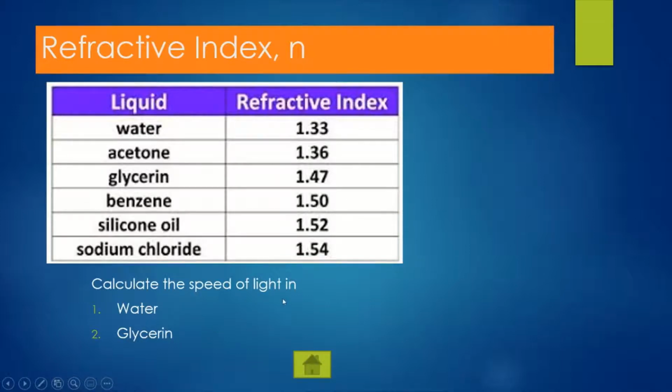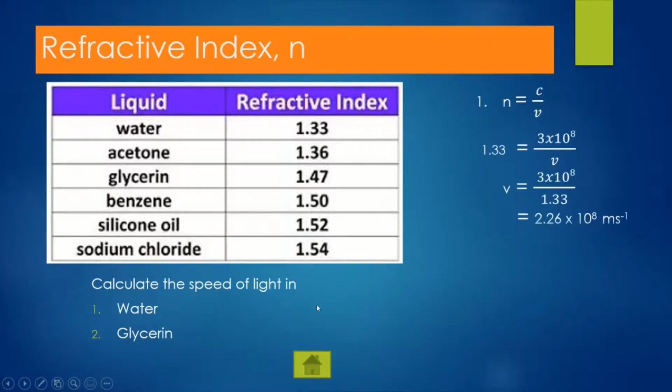Let's calculate the speed of light in water. By using the formula that we have studied just now, n equals c over v. Now we substitute the values in. The refractive index of water is 1.33. The speed of light in vacuum is 3 times 10 to the power 8. And v is the speed of light in water. Now we rearrange and we get v, the speed of light in water, is 2.26 times 10 to the power 8 meters per second, which is slower than the speed of light in vacuum.